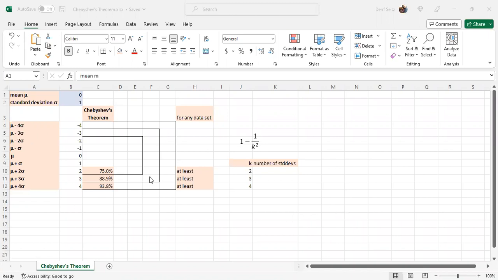This spreadsheet has two blue cells where you enter data for the mean, in this starting value 0, and standard deviation 1. And Chebyshev's theorem applies for any data set. It does not have to have any particular shape. That's a powerful aspect of the theorem, but the statements it makes are not real strong statements, as we'll see later when we look at the empirical rule for a bell-shaped symmetric distribution.